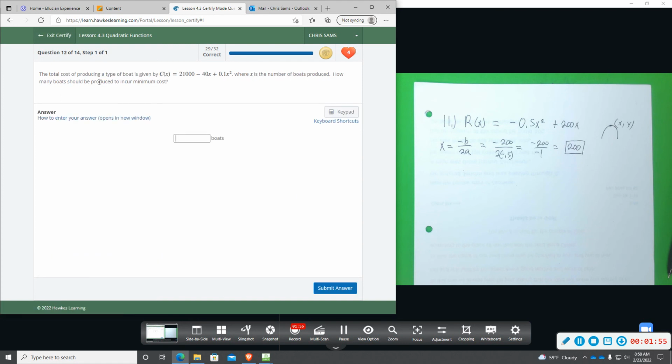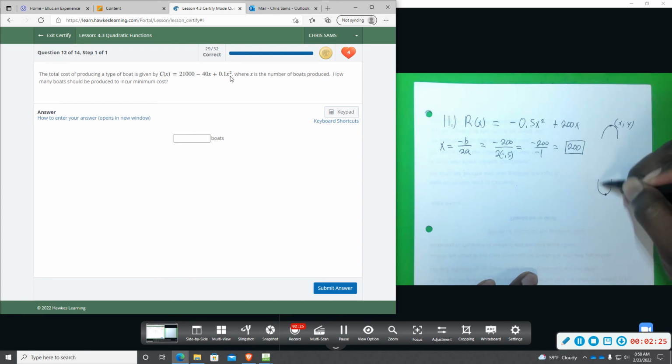All right, number 12, the total cost of producing a type of boat is given by this. So this is a cost function where X is the number of boats produced. We want to know how many boats should be produced to incur minimum cost. So this parabola, the x squared is positive, so it's going to be opening up, and we're going to get a minimum value this time.